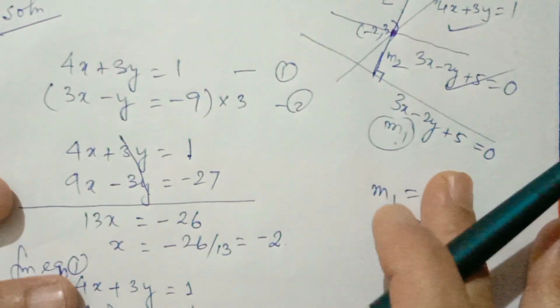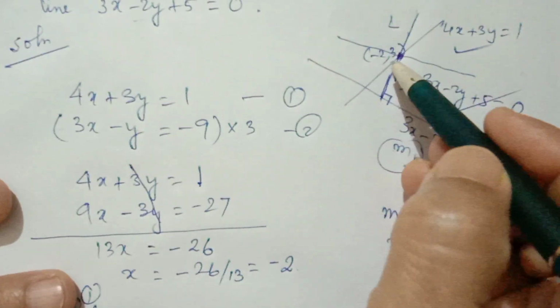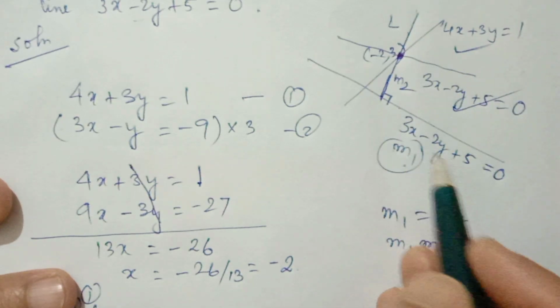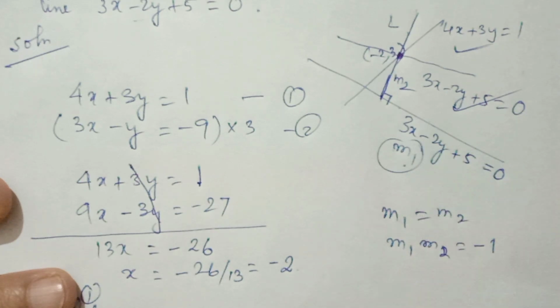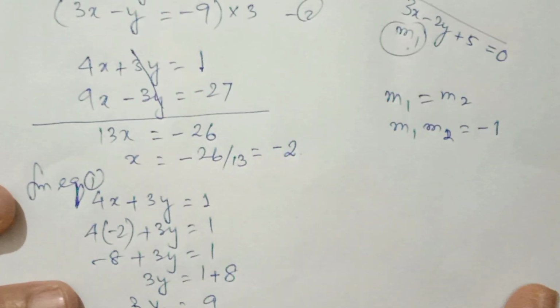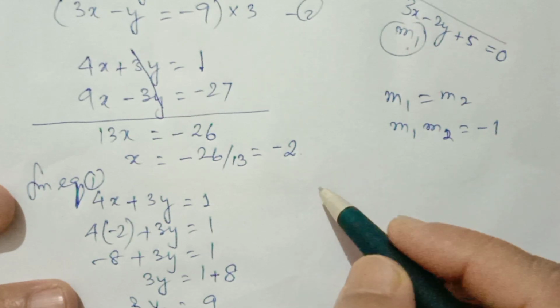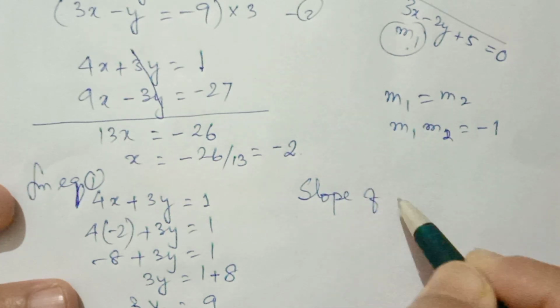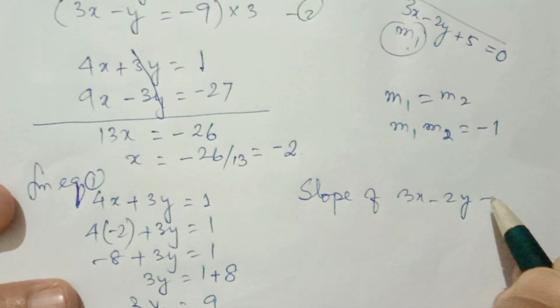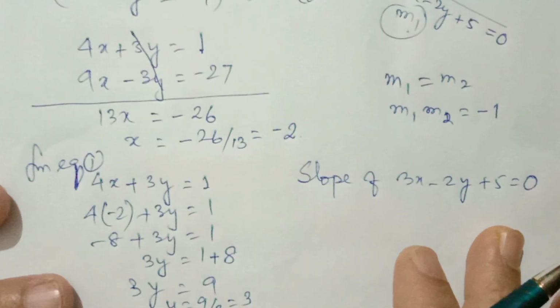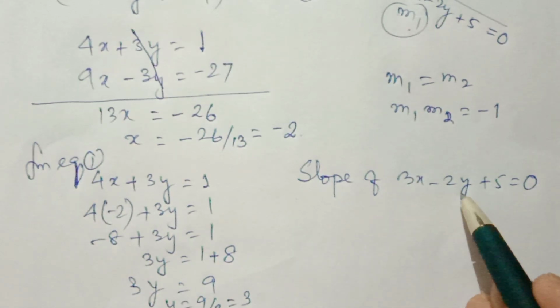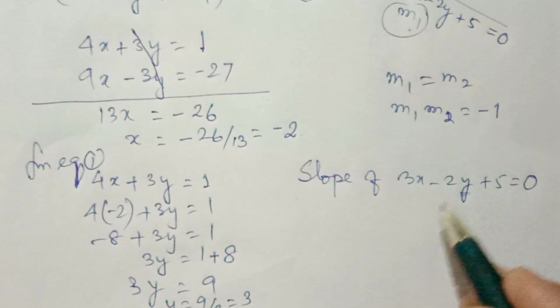For this line we don't know the equation, but for this line we are given the equation. So from here we can find the slope. That means we can find the slope of the line 3x minus 2y plus 5 equals 0. Now we will see how to find the slope from the equation. I am telling you a very easy idea. Always separate y and take all the other terms on the other side.